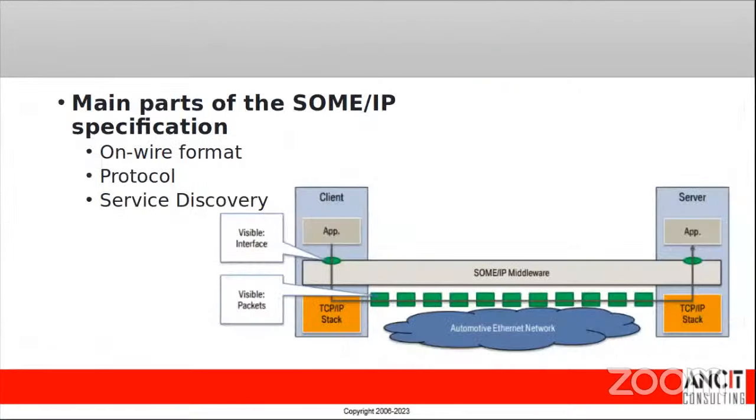In some IP, we see three main specifications. The first one is the on-wire format. Some IP communicates over the wire. The second is the protocol methods: method calls, events, and fields. Majorly, we also discuss service discovery. Here we discover the services: what services are available in the network. That's what happens in service discovery. I will explain the details later.